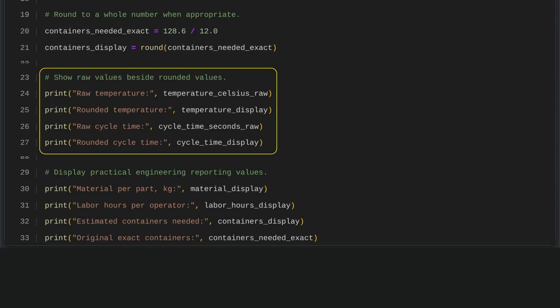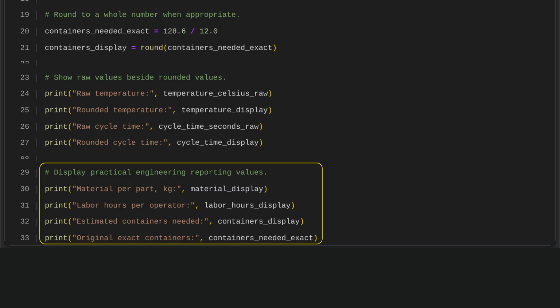The code prints both raw and rounded results for temperature and cycle time. It first shows the exact calculated values, then displays temperature rounded to 1 decimal place and cycle time rounded to 2 decimal places. This makes it easier to compare precise calculations with values formatted for practical engineering reports.